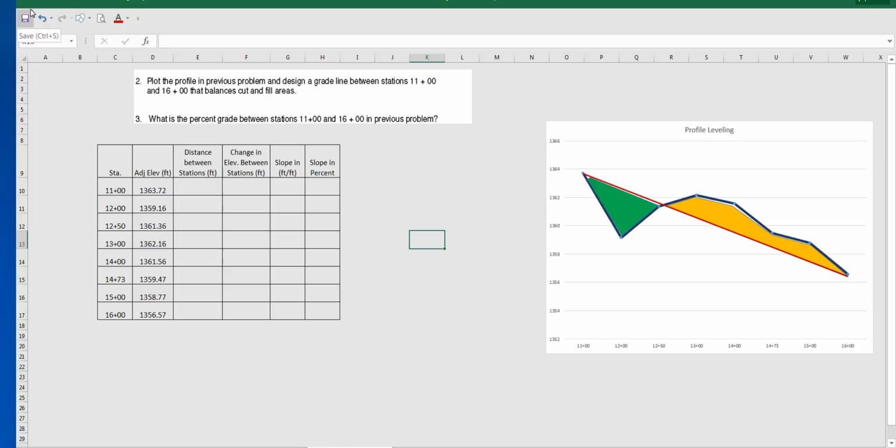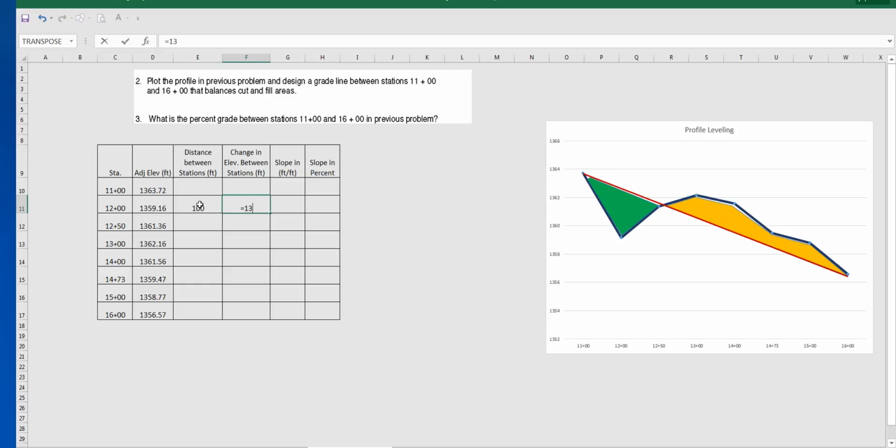So what I've done here is I've set up the station and adjusted elevations in a table format. And I've listed the distance between the stations. That means what's the difference between these two stations. And I've also listed the change of elevation between two stations. So I'm going to write 1200 minus 1100. That's the distance between the two is 100 feet.